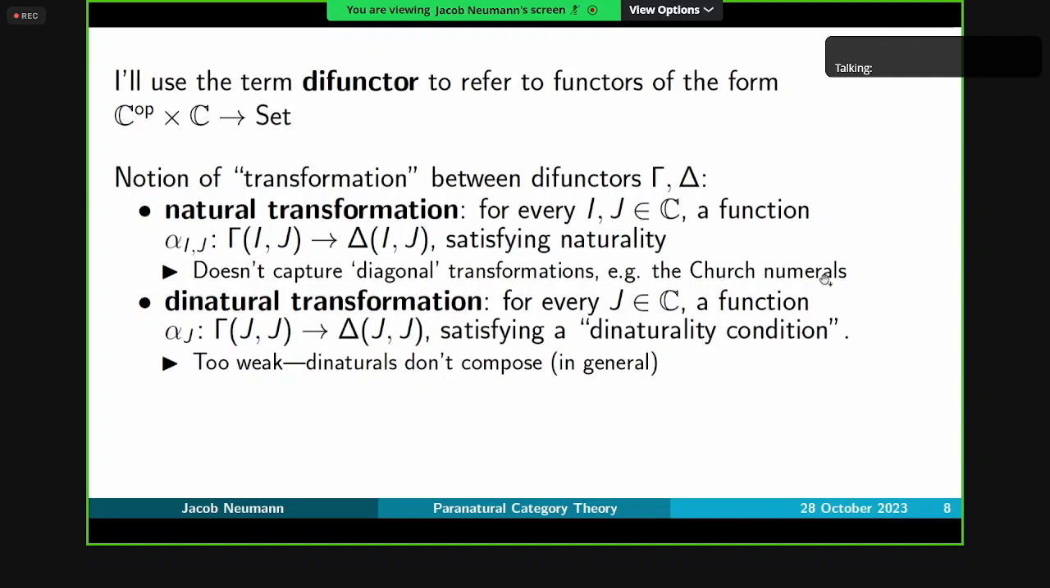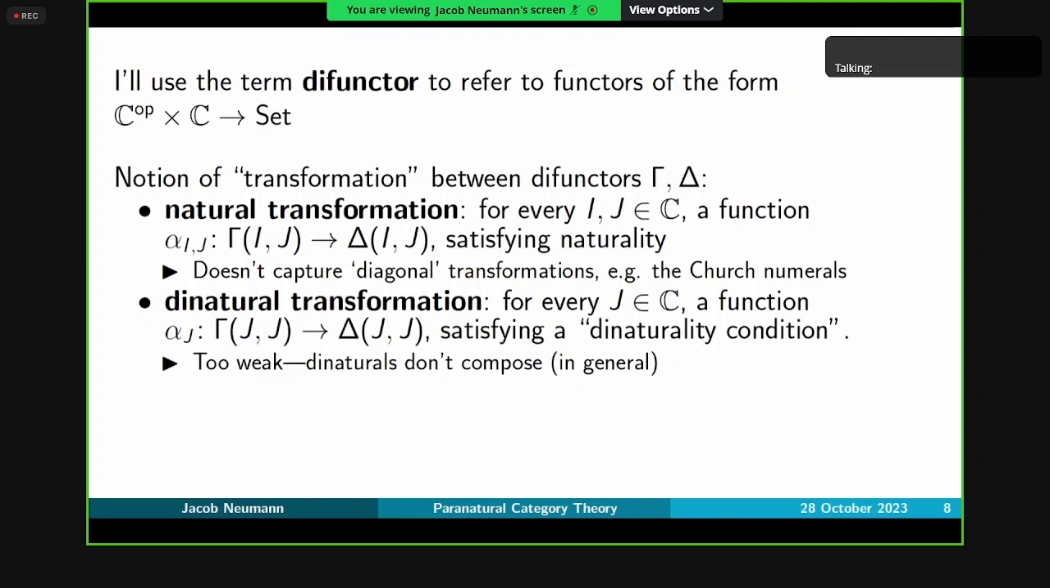Because of course natural transformations can compose, and generally we want to be able to compose two transformations between difunctors. So this is a pretty serious shortcoming. There are some classes of dinatural transformations that have been identified that compose. In particular, the Church numerals I mentioned are dinatural transformations, and they do happen to compose. The composition of Church numerals is multiplication.